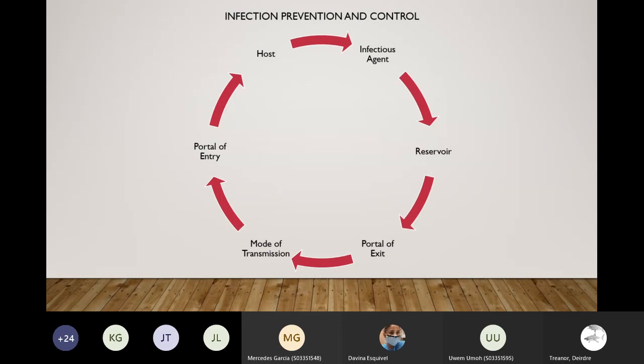Mode of transmission is how the disease is transmitted. Wash your hands, wear PPE. That helps block the mode of transmission. Portal of entry, same routes as exit. So how it exits is how it's going to enter. So if you use aseptic technique, good hygiene, you should be relatively safe. And then you also have to have a susceptible host, and that depends on your degree of resistance.